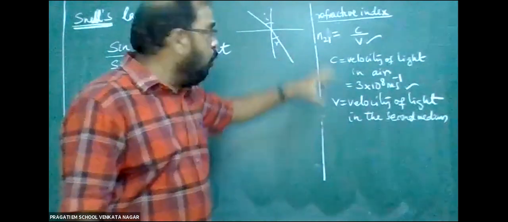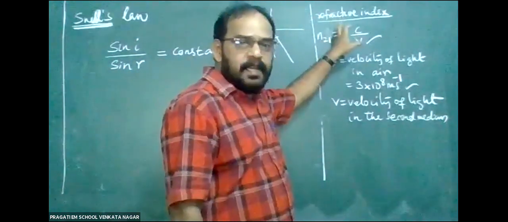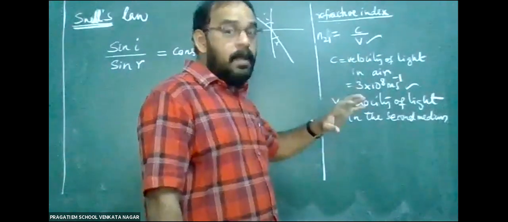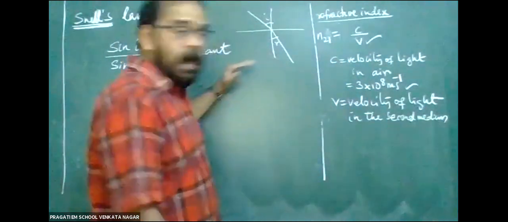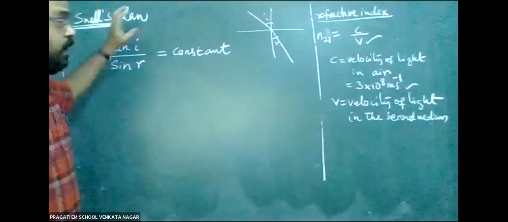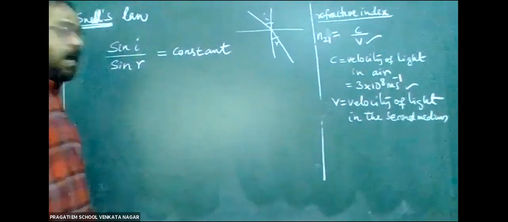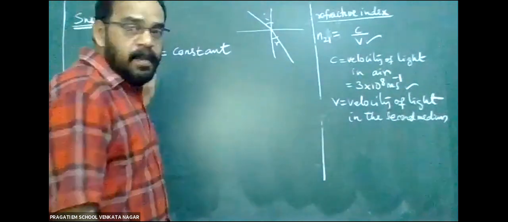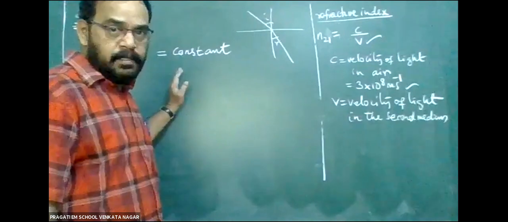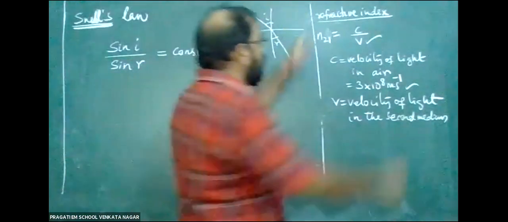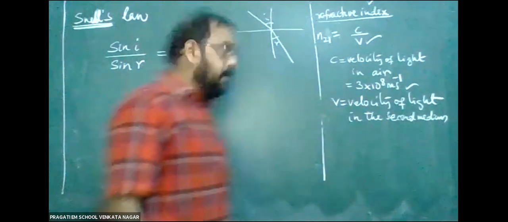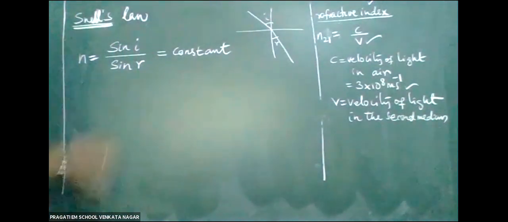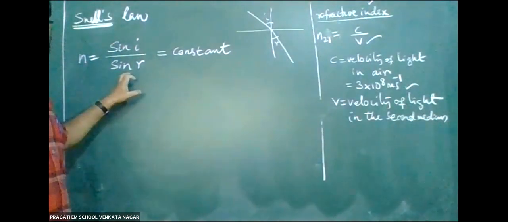They are equal only in certain cases. Otherwise, angle of incidence and angle of refraction are not equal. But there is a relation between them. For any value of angle I and R, sine I by sine R is a constant. And that is also called the refractive index. Another definition: n is equal to sine I by sine R.